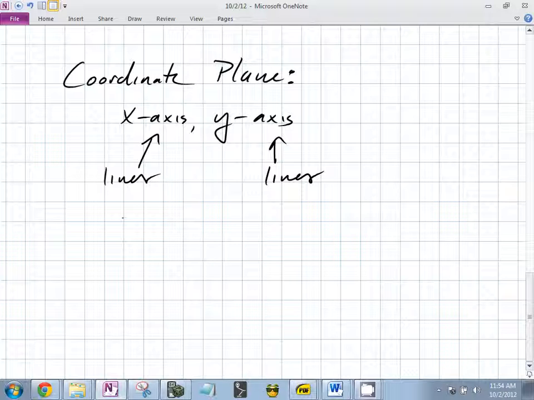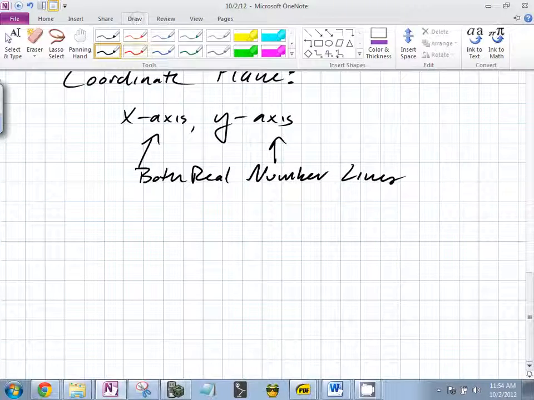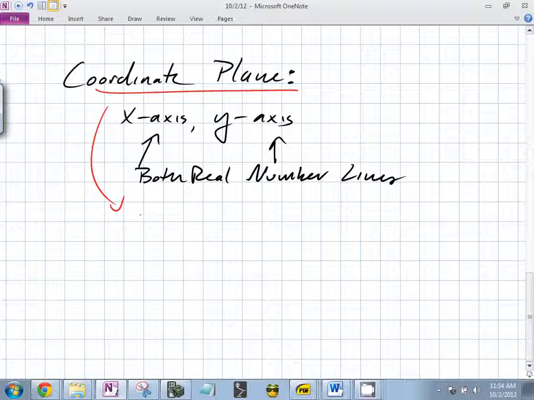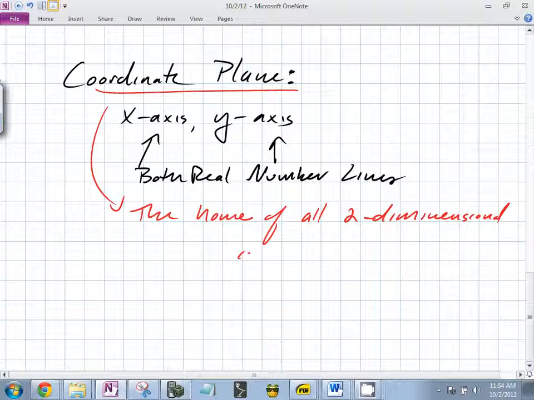Real numbers. They are both what? Real numbers. What type of number lines? They're both real number lines. What lives on the coordinate plane? Not numbers, the home of all two-dimensional what? Coordinates. The home of all two-dimensional coordinates.